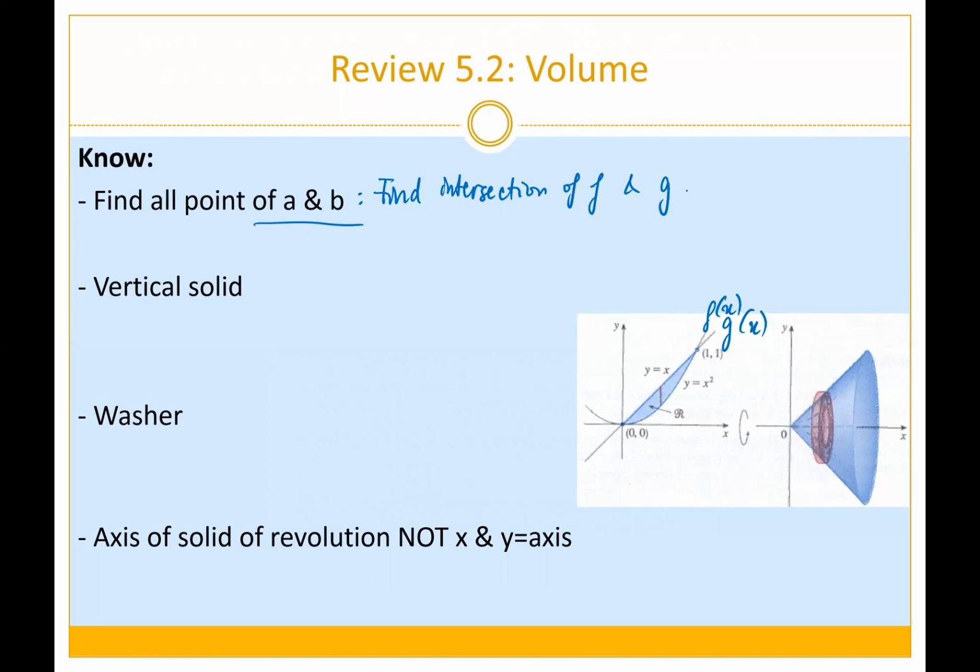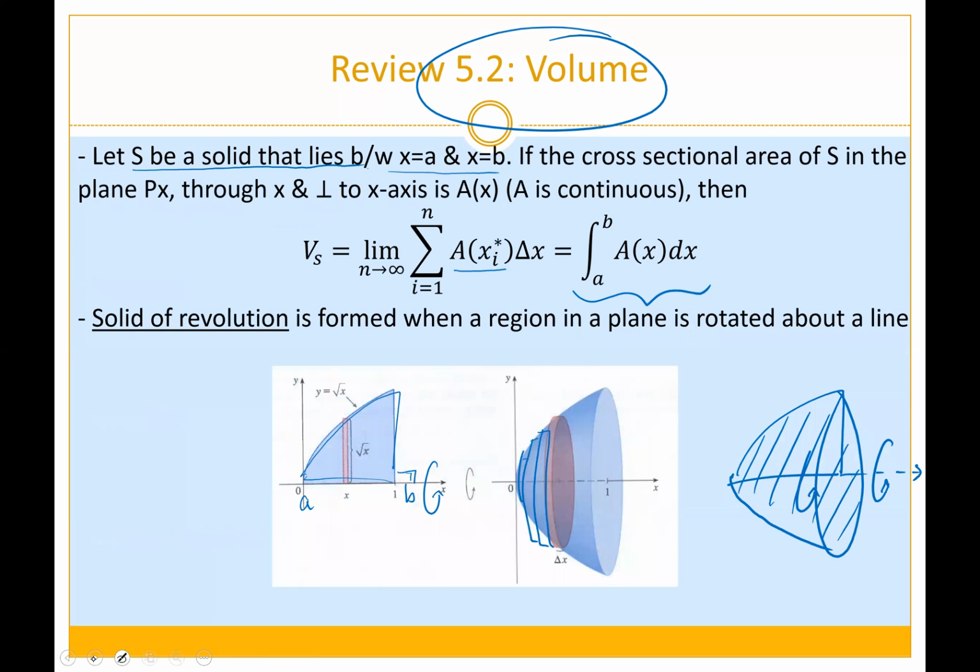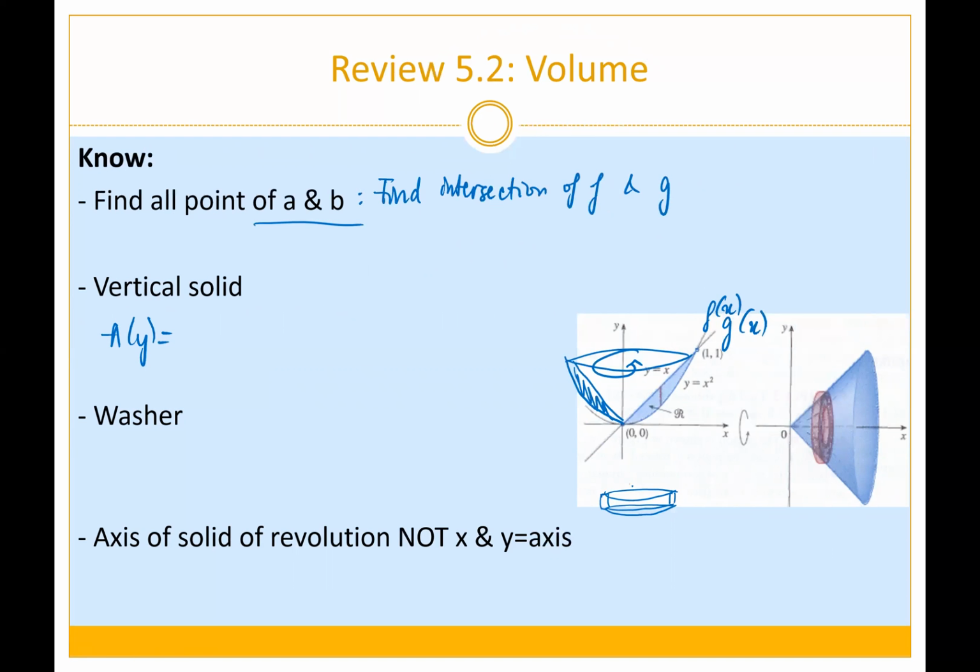Then you have maybe a vertical region, and you rotate it around this way, so what you end up having is a solid like this. When you have that, you basically apply the same thing. When you slice them into small pieces like this, what is the cross-sectional area? The cross-sectional area this time, for a vertical solid, is going to be A(y), because now everything is in the y-axis and you rotate it around.